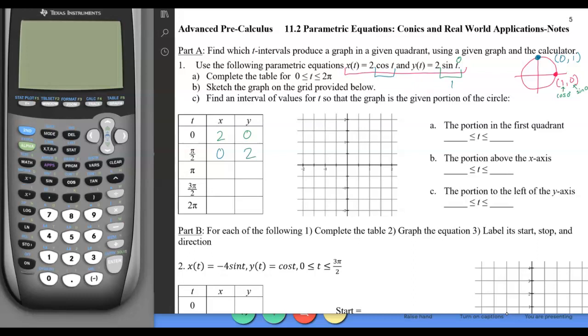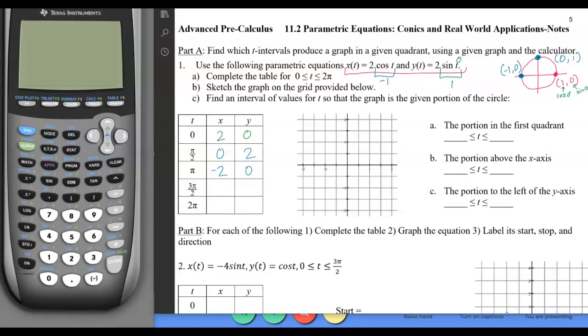Now we're moving on to the 180, the pi angle, which is this point right here. This coordinate point is -1, 0. So what is the cosine at that angle? -1. So you multiply -1 times 2 and you get -2. What is the sine value of that angle? 0. So 2 times 0 is 0. You guys are getting it.